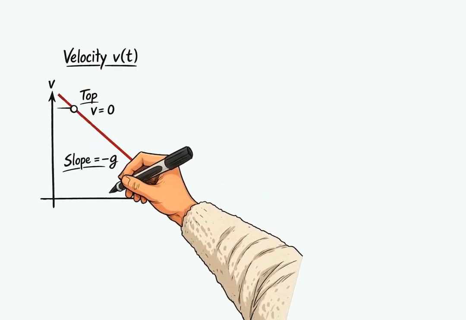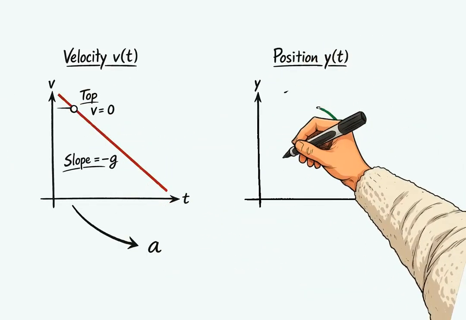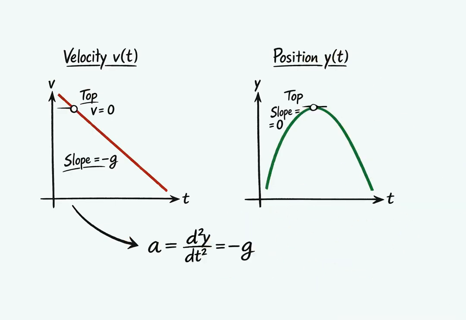Graphing the predictions helps reinforce what the signs really mean. Under the ideal model, v(t) is a straight line with slope negative g. The top is simply where that line crosses 0. The slope doesn't change there. The position y(t) is a downward opening parabola because of the −½gt² term. The top is where the slope of the parabola is 0, but the curvature remains, reflecting non-zero acceleration. This matches the calculus relationship a = d²y/dt² = −g, constant throughout the flight.